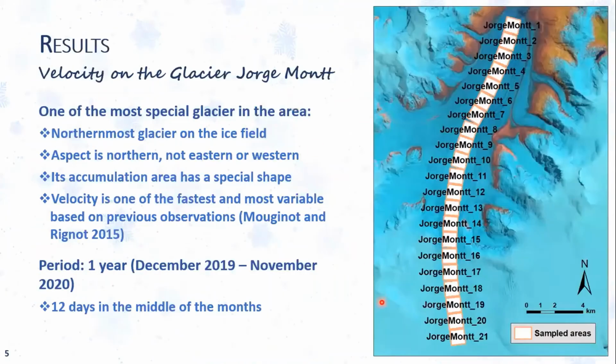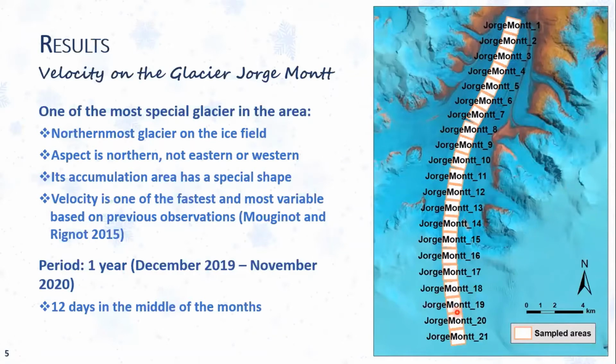About the results, today I'm going to talk only about the velocity of the glacier Horhemond, because I don't have time to talk about all the glaciers. But this is one of the most special glaciers in this area because this is the northernmost glacier on the ice field. So its aspect is northern, not eastern or western like all the other glaciers on the ice field. And its accumulation area has a really special shape, which you can see here on the right side of the figure. It has a rounded accumulation area, not a straight flow line.